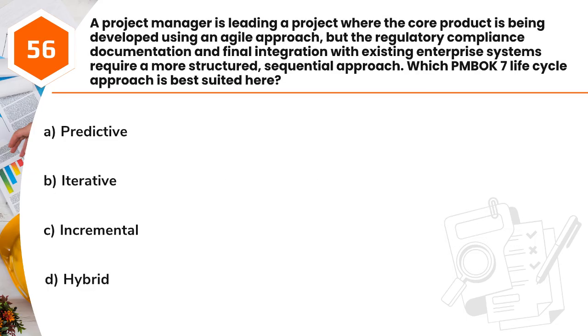Question 56. A project manager is leading a project where the core product is being developed using an agile approach, but the regulatory compliance documentation and final integration with existing enterprise systems require a more structured, sequential approach. Which PMBOK 7 life cycle approach is best suited here? A. Predictive. B. Iterative. C. Incremental. D. Hybrid.